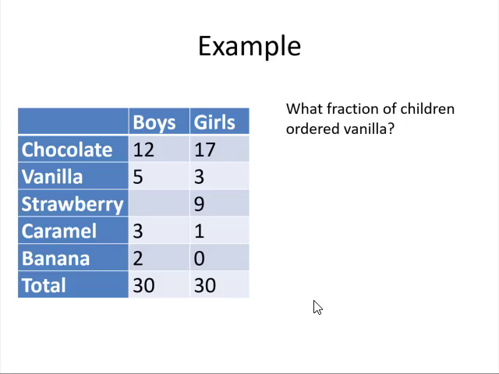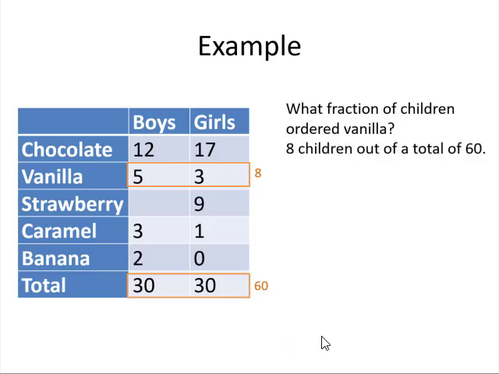What fraction of children ordered vanilla? Well, 5 boys and 3 girls, a total of 8 children ordered vanilla, out of a total of 30 boys and 30 girls, or 60 children altogether. Therefore, 8 children out of a total of 60 ordered vanilla, or 8 over 60. That's a fraction, but we know that we always represent fractions in their lowest form, so I can simplify it by dividing top and bottom by 4, giving me an answer of 2/15.